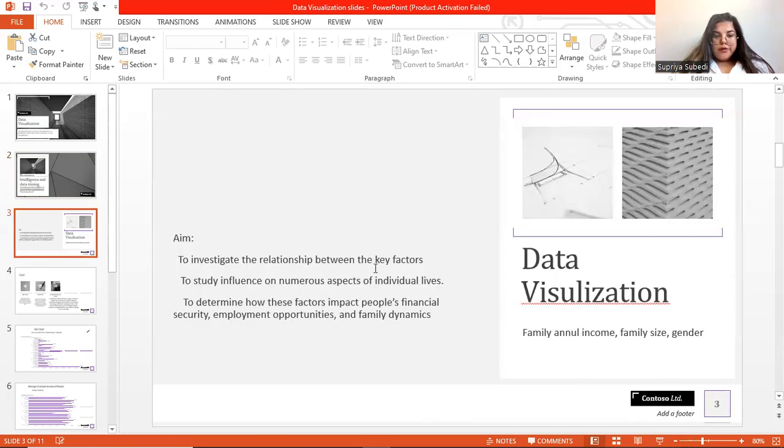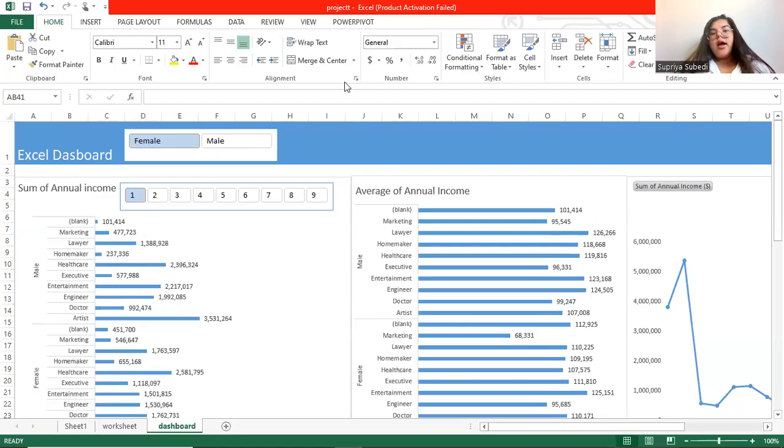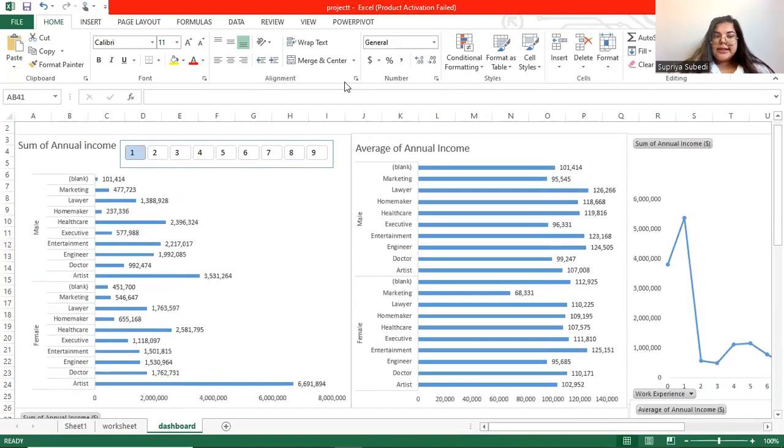So moving forward, my presentation is all about my project in data visualization. Actually, the project is all about my... I'll just show you my Excel dashboard first. So just a second. So this is my Excel dashboard.